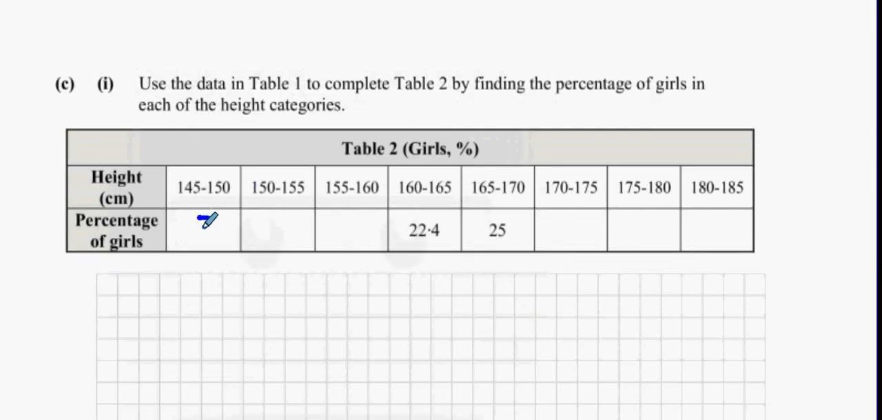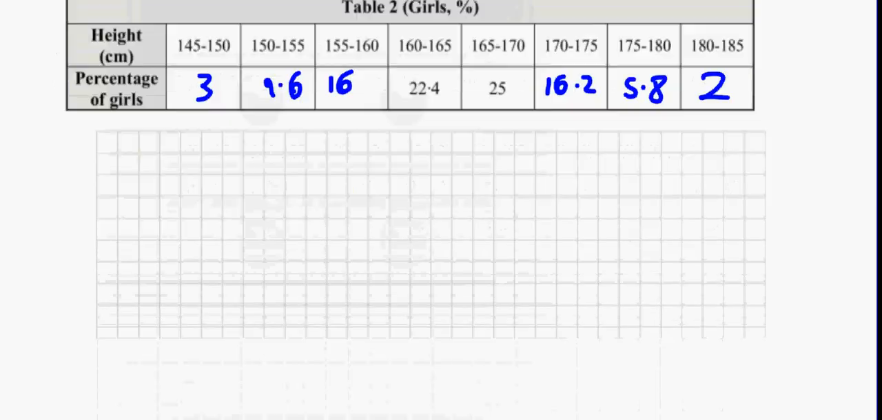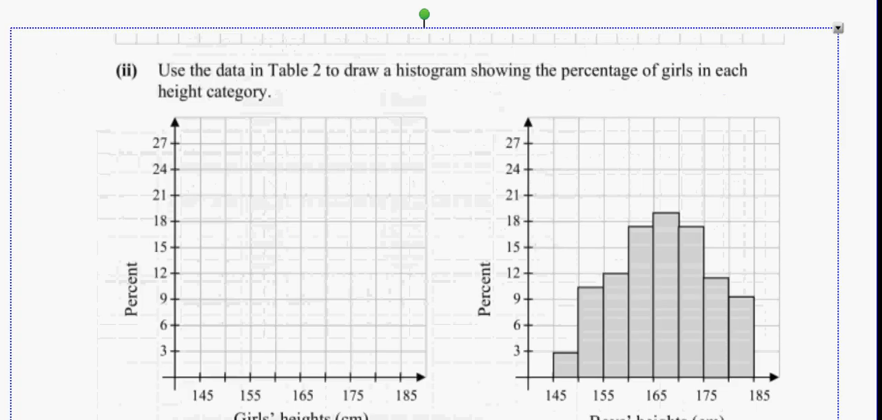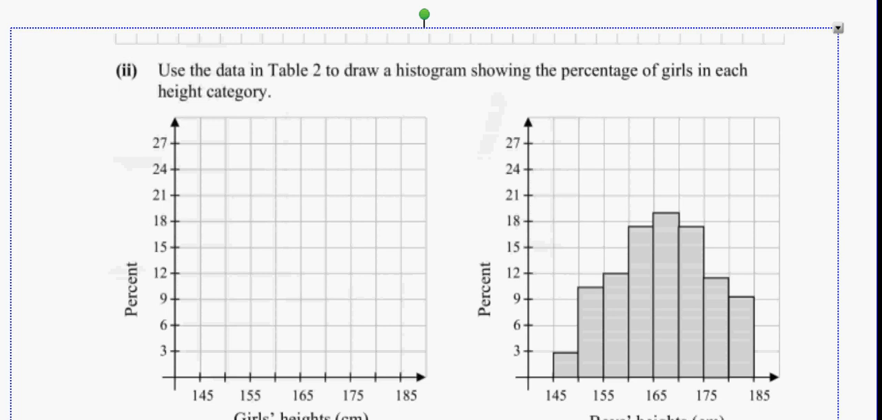Next one. Next one. Next one. Yeah, 170. If you add all of them up, what do you have to get? 100. Okay, awesome. D. Use the data in table 2 to draw a histogram showing the percentage of girls in each of the height categories.